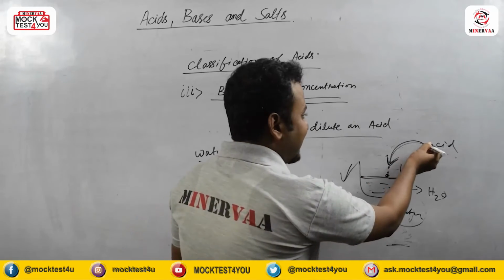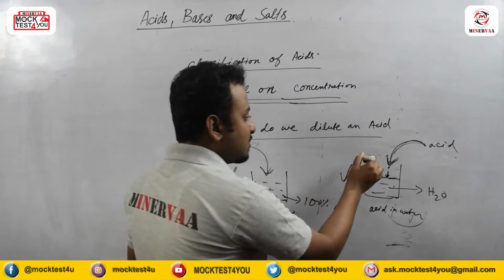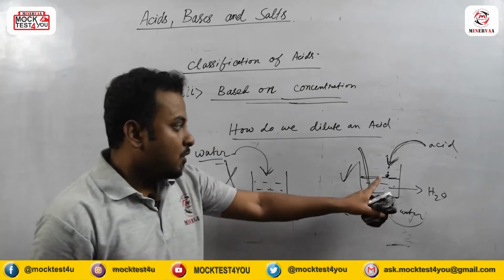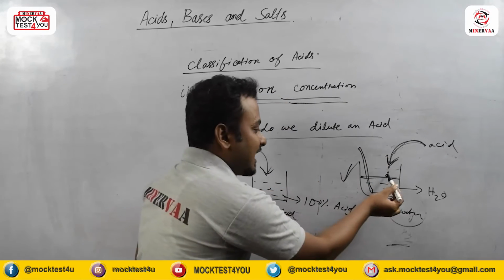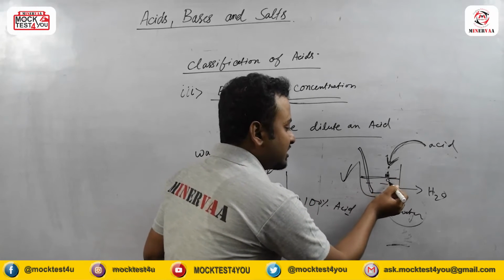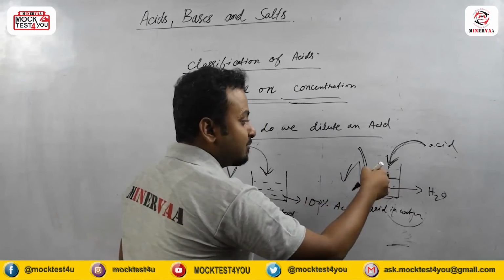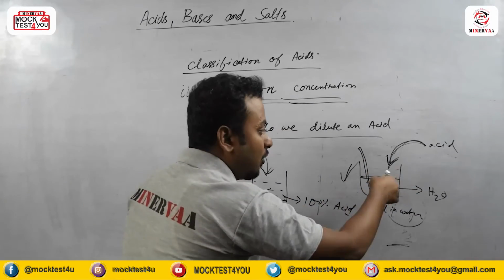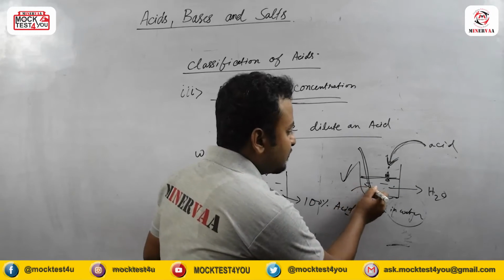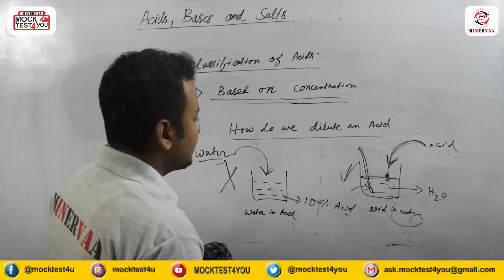So we have to add acid to water in a drop wise manner, and continuously stir the solution with a glass rod, so that the drops get spread out. It will not be concentrated in one area. The heat produced needs to be distributed in the whole solution, so that the distribution of heat is uniform and there is no accident in the laboratory, right? So this is a very important question.